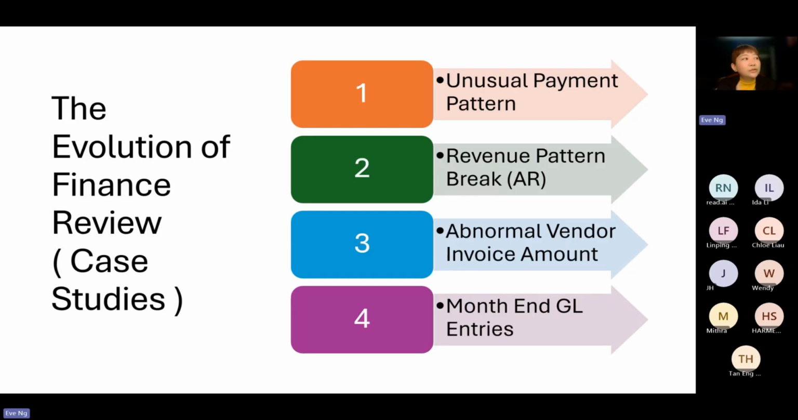So let's go to our evolutions today for finance. We will use these 4 cases for discussion today. First, we will discuss unusual payment patterns, and then we'll talk about your AR revenue pattern breaks. We will also talk about your AP, abnormal vendor invoice amounts. Lastly, we will talk about the month-end GL entries, where finance always goes and does adjustments at the month end. So how are we going to do this? Our evolutions come in.